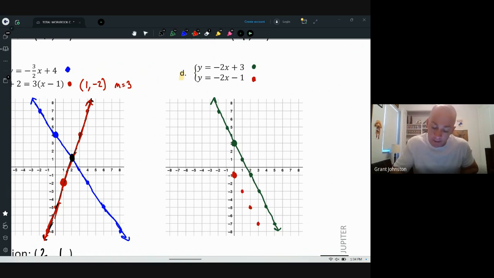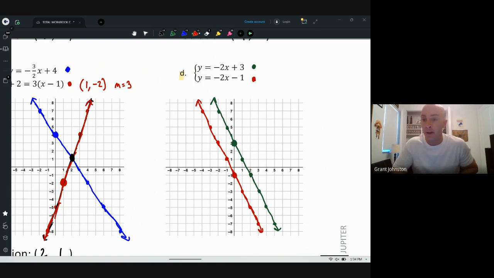So look at these things. They have the same slope. They're kind of consistently going at the same rate here. Down 2 to the right 1, down 2 to the right 1. But they started at different spots. Their y-intercepts were different. The green one, the y-intercept was 3. The red one, the y-intercept was -1. So they had the same slope, different y-intercept.